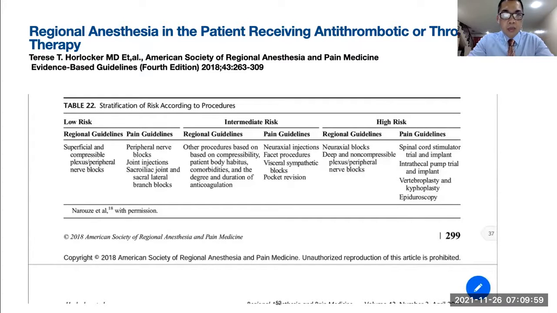And a table by Dr. Horlacher regarding the risk stratification according to procedure in regional anesthesia in patients receiving antithrombotic and thrombolytic therapy. The low risks are seen in the superficial and compressible plexus and peripheral nerve blocks, and high risks are seen in the neuraxial blocks and the deep non-compressible plexus and peripheral nerve blocks. But still, the decision to perform spinal or epidural anesthesia should be made on an individual basis, weighing the risk of spinal hematoma with the benefits of regional anesthesia for a specific patient, especially for those receiving antithrombotic and thrombolytic therapy.